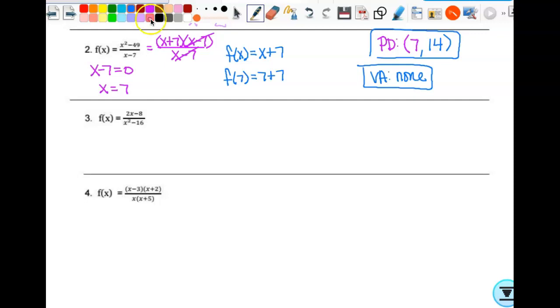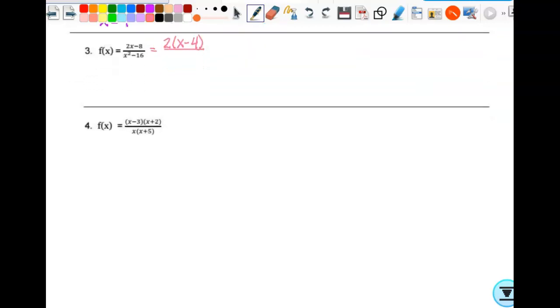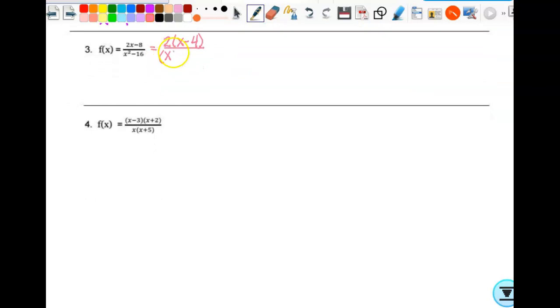All right. So let's look at number 3. We're going to factor. So we get 2 times x minus 4. In the denominator, I get x plus 4 times x minus 4. Okay. I do not have 2 vertical asymptotes because this is unique to the denominator. This is not. This is going to cancel with the numerator. So I have x minus 4 equals 0, so x equals 4. So that means I have a point discontinuity with an x value of 4.